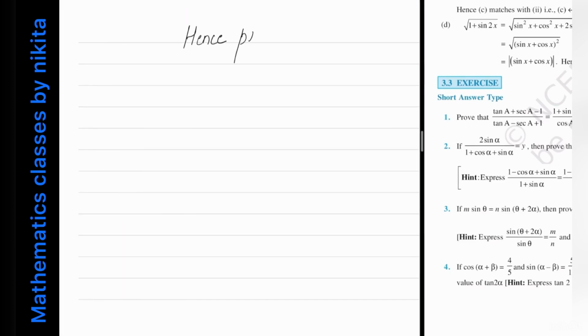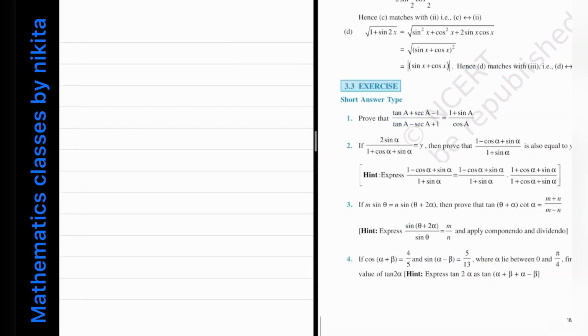See, you just have to remember the formulas and substitute according to what you have to prove, ठीक है? Okay, fine. See question number 3. Question number 3 says if m sin theta is equal to n sin theta plus 2 alpha, then prove that tan of theta plus alpha into cot alpha is equal to m plus n divided by m minus n.